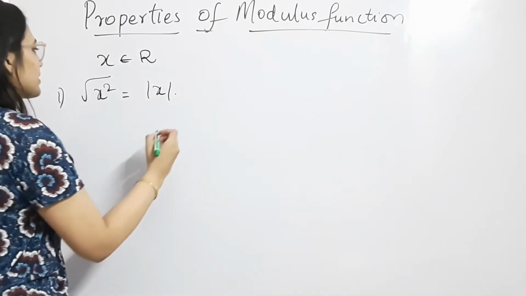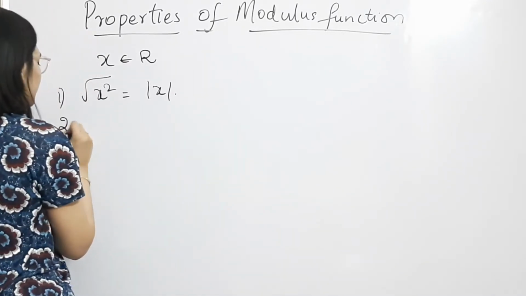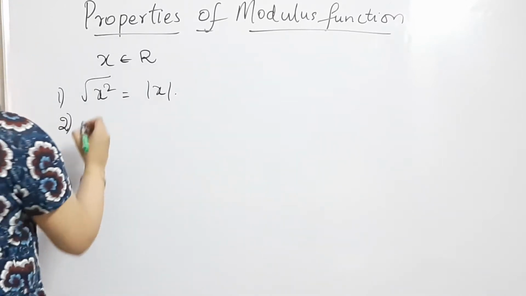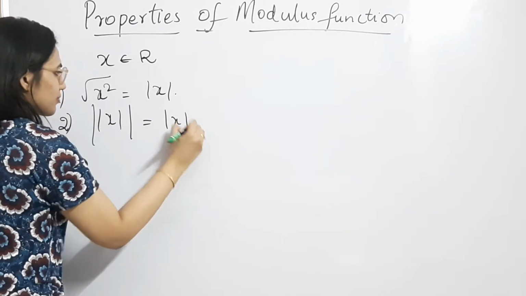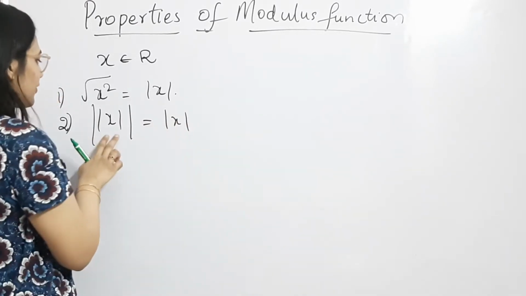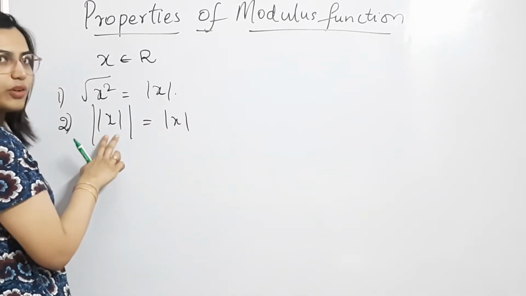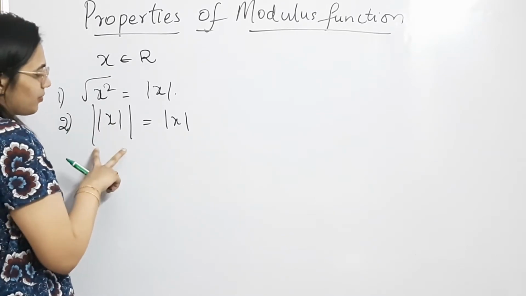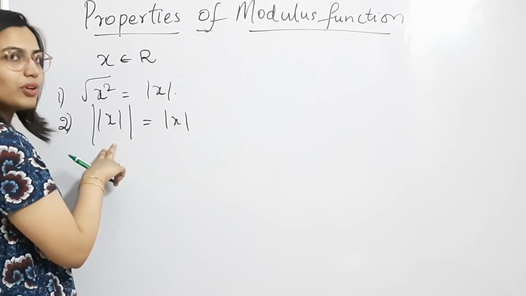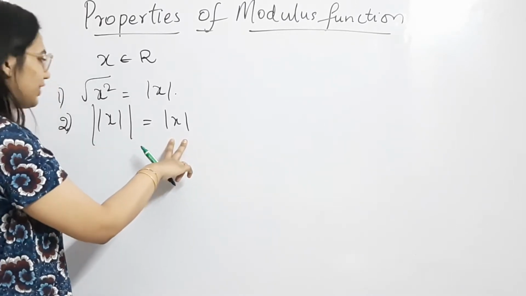Second is mod of mod x is mod x, right? That means here we get a positive value or a negative value, but out of this function we get a positive value. So if you put mod on top of a mod, then you get mod x only, right?